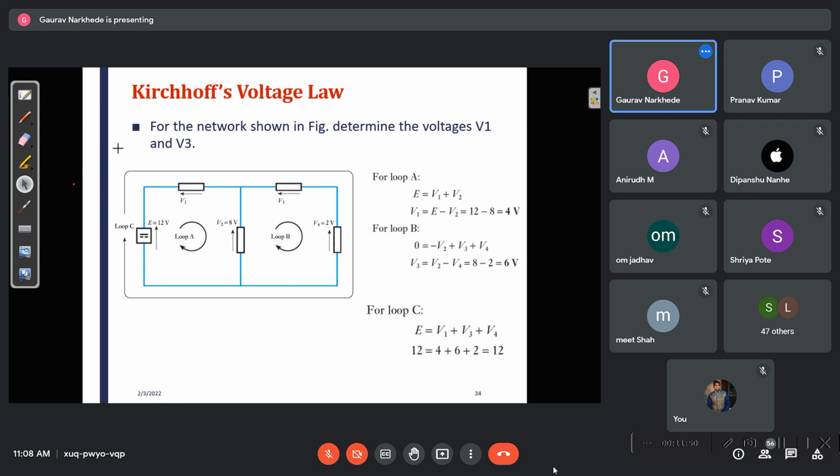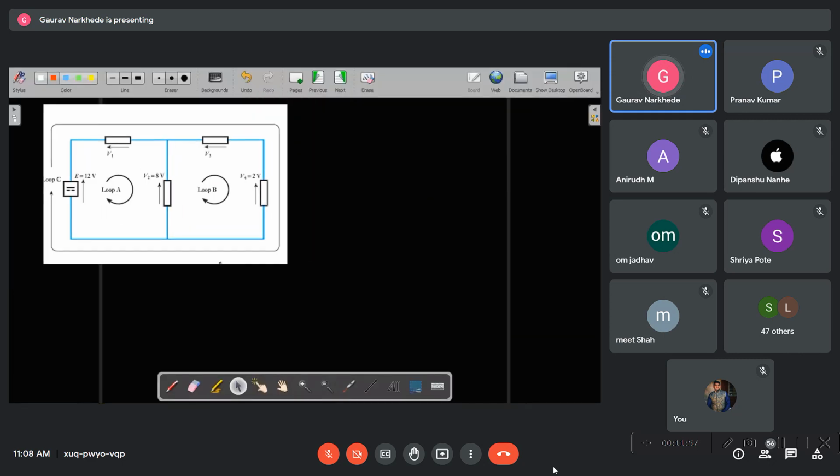Solve this problem. What is it saying? Find the voltage V1 and V3. Okay. So can we find the voltage V1 and V3? Let us start analyzing. What is V1?